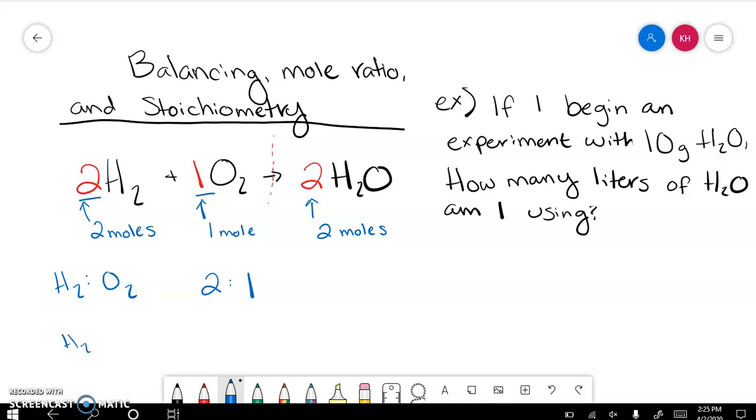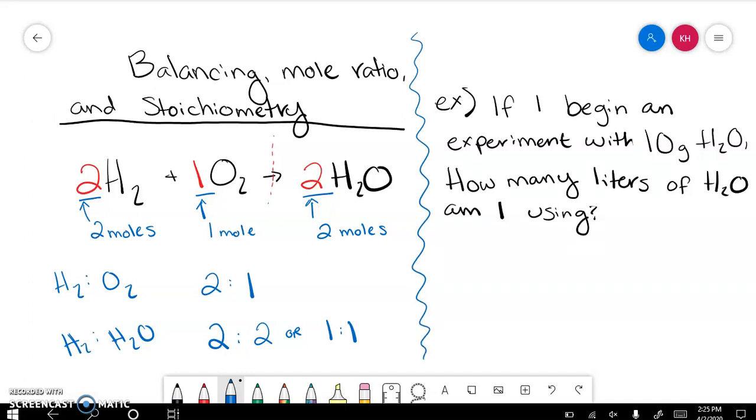If I wanted to do H2 to water, H2O, we said H2 has the 2 in front. We know it has 2 moles. But also water, whenever we balanced it, had a 2 in front. We know it has 2 moles. So the ratio would be 2 to 2. We can also rewrite this if we simplify it as 1 to 1. And that's because we could divide both of these by 2, and 2 divided by itself is 1. We know that.